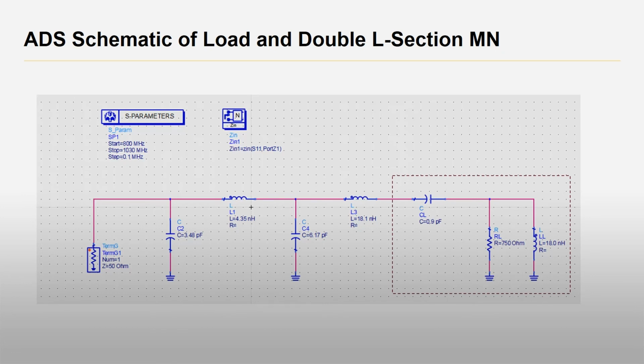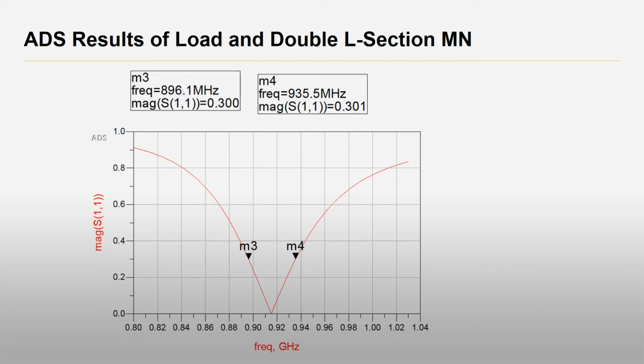Now we can implement our double L-section matching network and simulate it in ADS. When we do so, we can find the frequency range over which we achieve a reflection coefficient of less than 0.3, and we find that delta F over F0 is 4.3%. This is more than it was for the single L section, which was 4.2%, but again, far less than that predicted by the Bode-Fano criterion.